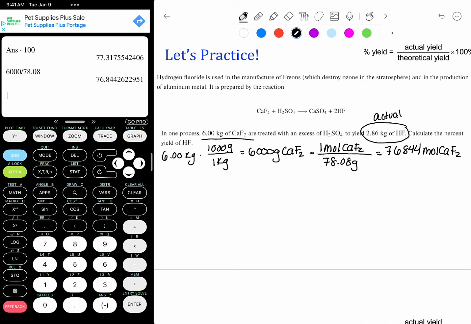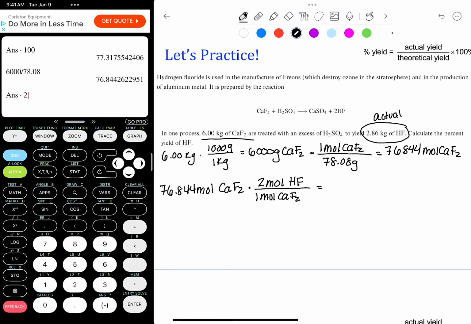Okay, so now we have to take that moles of calcium fluoride and convert it to HF. So we're going to take 76.844 moles of CaF2, and we are going to convert it to HF. For every 1 mole of calcium fluoride, we get out 2 moles of HF. So we take that 76 and we multiply it by 2. And we get out 153.688 moles of HF.